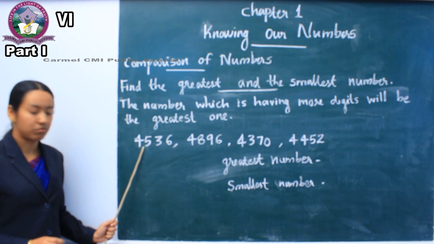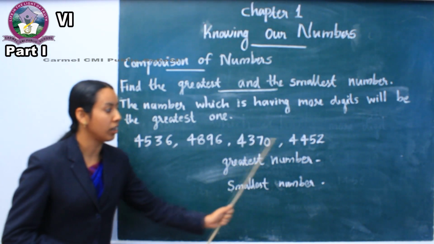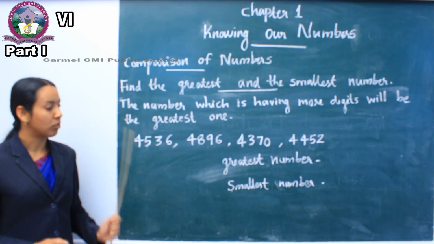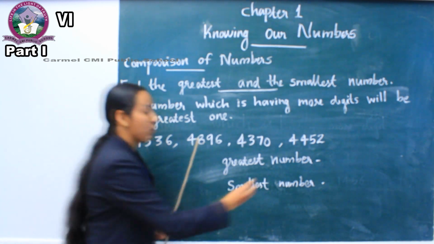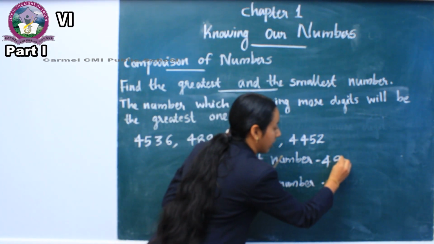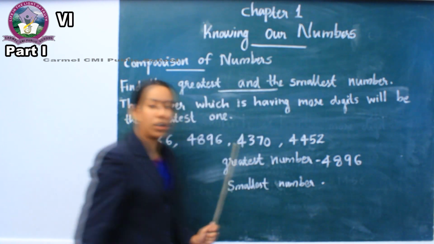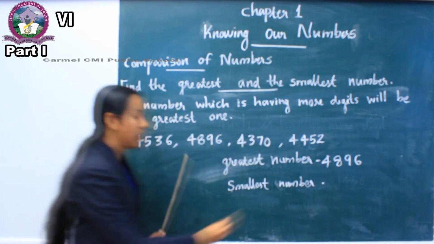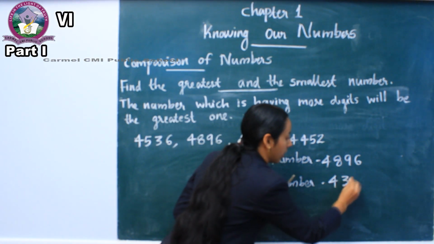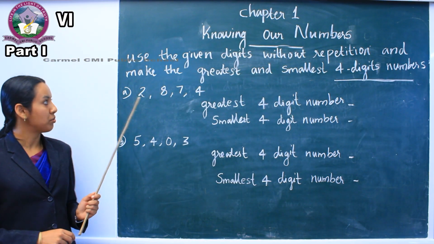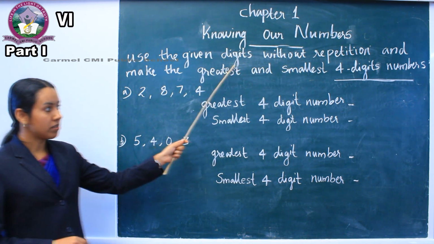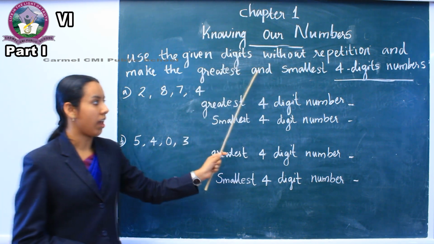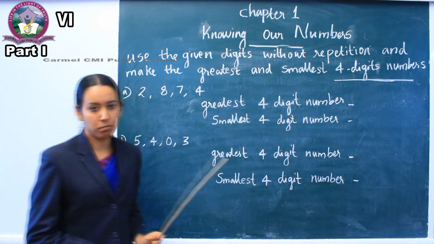That means here 5, here 8, here 3 and here 4. So 8 is greater. So the greatest number will be 4,896. What about the smallest one? 4,370. Next one. Use the given digits without repetition and make the greatest and smallest 4 digit numbers.